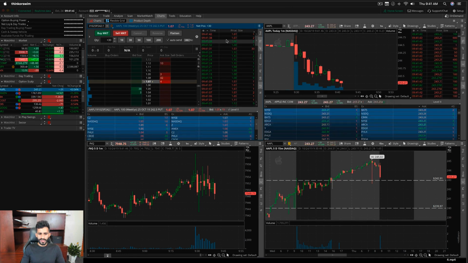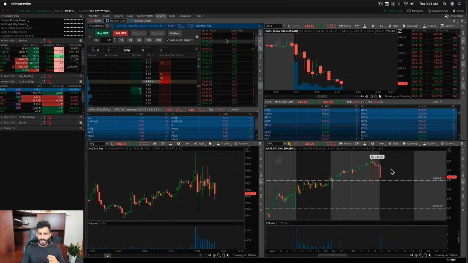So right here, I'm looking at stock Apple. You guys can see what's happening. Apple is going right into support. You can see this is NQ. This is the market. The market is trading very, very sideways. It's 9:41 a.m. It's 11 minutes into the market.